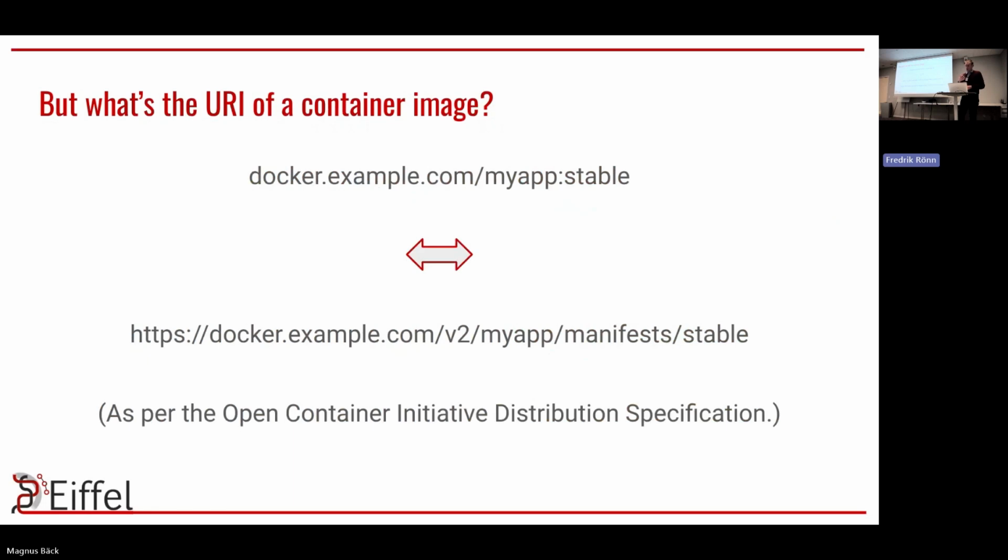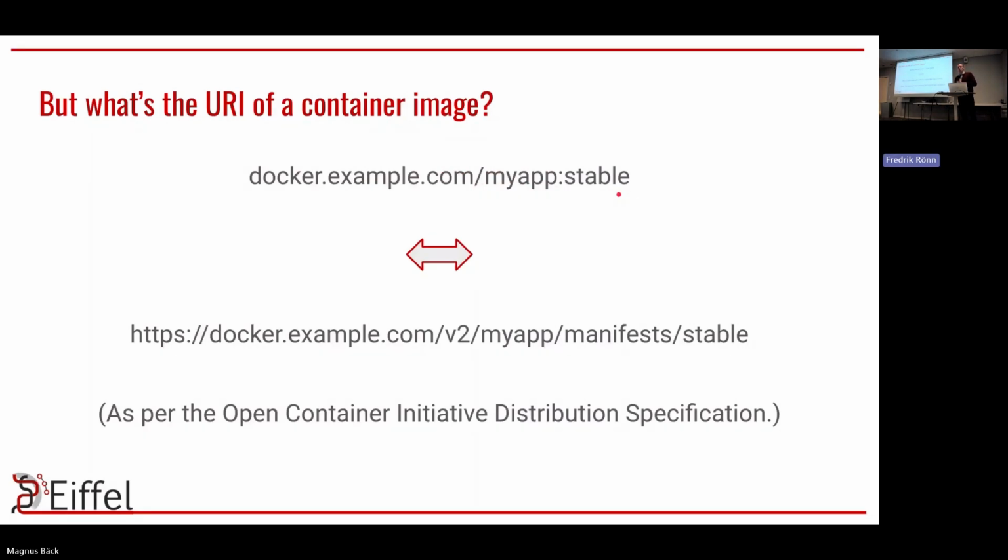So one problem here is, what is even the URI of a container image? You address them using this syntax right here, but that's not a URL. I don't even know what it's called. Here's the name of a Docker registry, an image name, and a tag. So it's terminology I'm not super happy with.